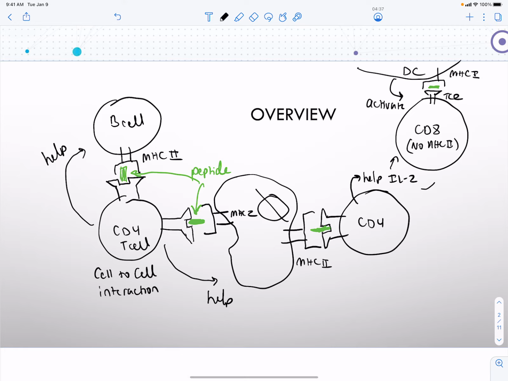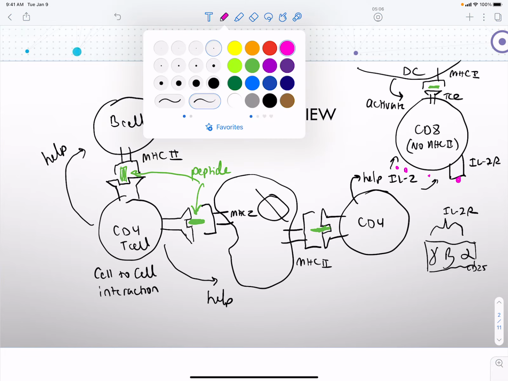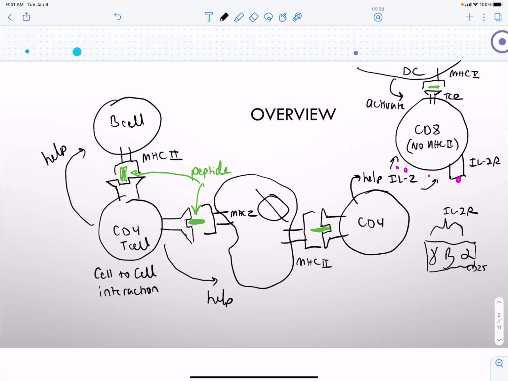And then IL-2 will bind to the IL-2 receptor. The IL-2 receptor is made up of a gamma chain, a beta chain, and the alpha chain, which is CD25. So this is the IL-2 receptor. And the IL-2, we'll make them pink dots, binding to the IL-2 receptor is the signal for the T cell to divide.